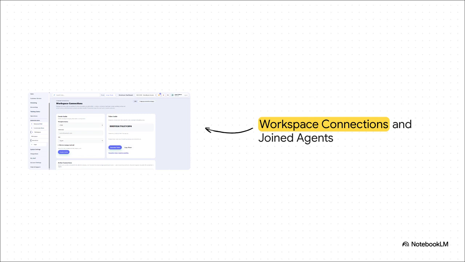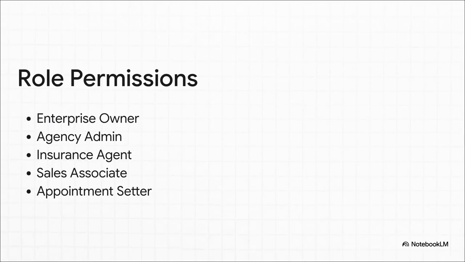It's a total win-win. Supporting all of this is a really smart system of granular role permissions. Whether a user is an enterprise owner, an agency admin, a standard insurance agent, a sales associate, or maybe just an appointment setter, LIT-AMS ensures they only see the data and workspaces appropriate for their specific security level. Privacy and boundaries are basically baked right into the code from day one.